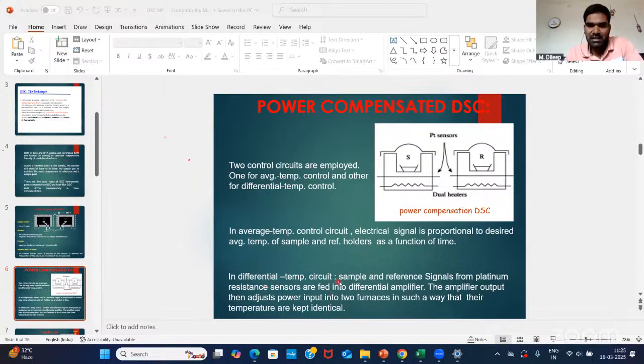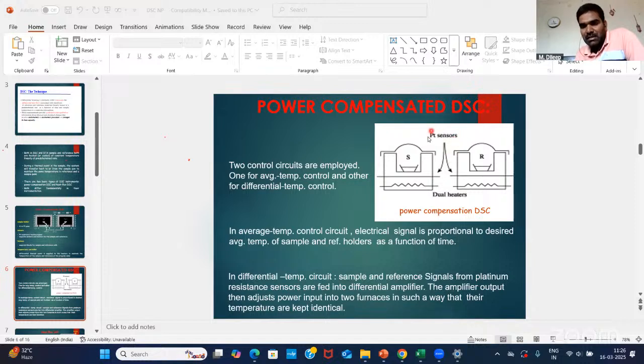In the differential temperature circuit, sample and reference signals from the platinum resistance sensors are fed into a differential amplifier. The amplifier output then adjusts the power input into the two furnaces in such a way that their temperatures are kept identical. There are furnaces surrounding the sample and reference. By using these platinum sensors, it will sense, amplify and give signals to the power input, so that the required power for each of the sample and reference is determined.